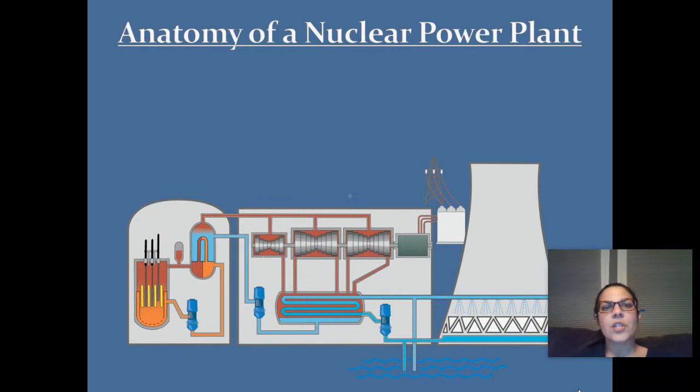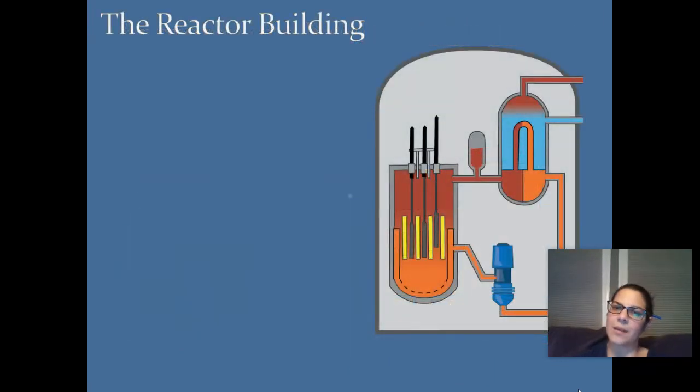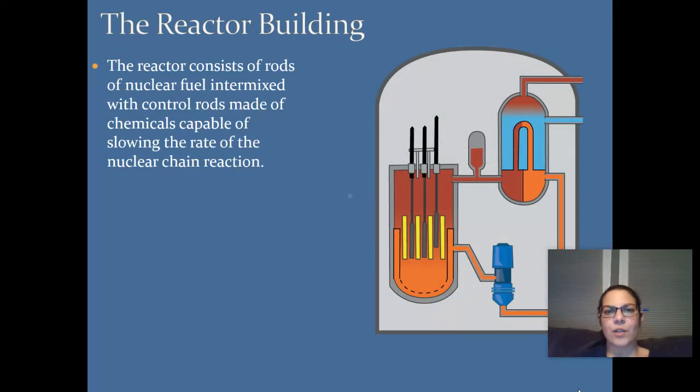Oh, here we go. So anatomy of a nuclear power plant. You have the reactor building, the powerhouse, and the cooling tower. Those are the 3 main sections. So going to the reactor building, this is where you would have your coal, your oil, or your natural gas to boil the water to create the steam. That's what happens here.